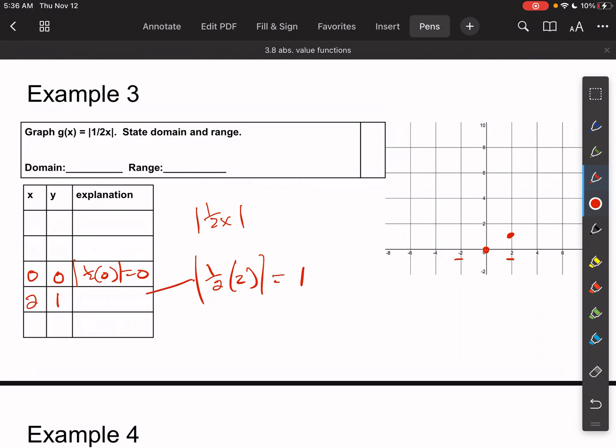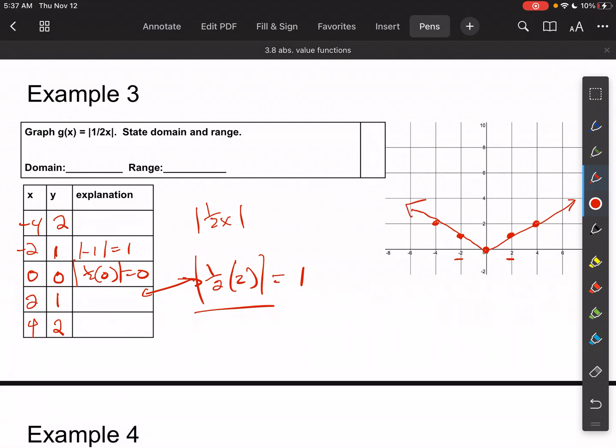So at 2, I'm at 1. All right, there's my explanation. If I plug in a 4, 1/2 of 4 is 2. Okay, so at 4, I'll be at 2. And then I'll go in the negative direction. So if I plug a negative 2 in, I'll be at positive 1, right? Because negative 2 times 1/2 is negative 1, but the absolute value of negative 1 is equal to 1. All right, and then at negative 4, I'll be at positive 2 with the same reasoning. So here is my V shape for that guy.